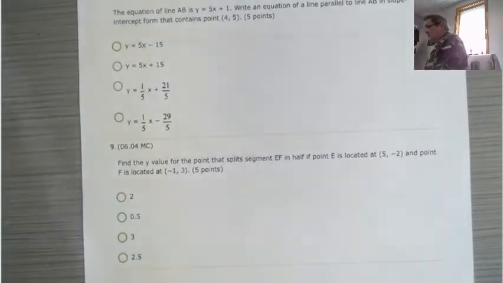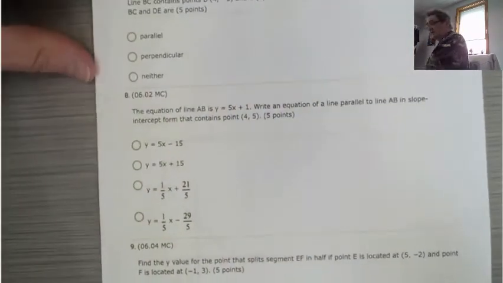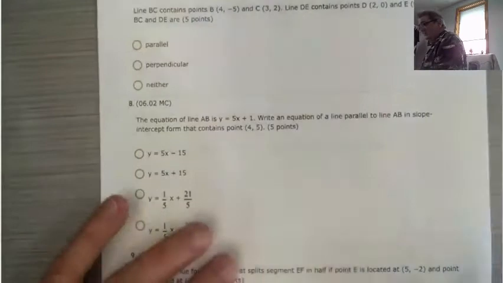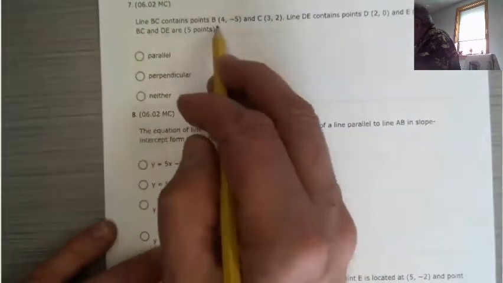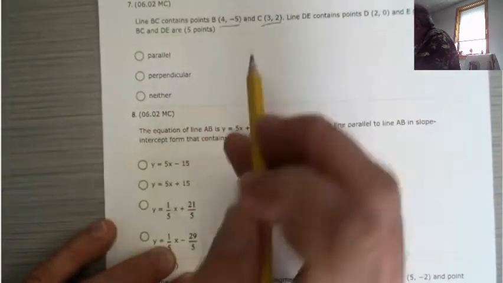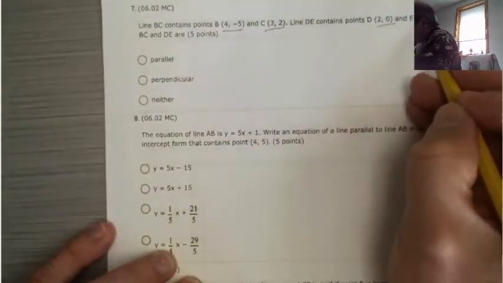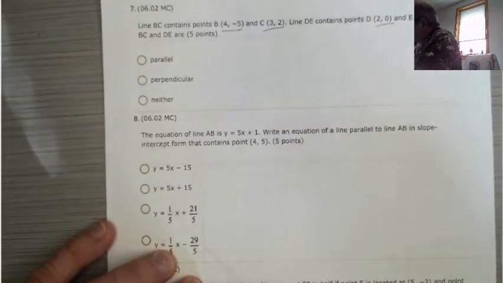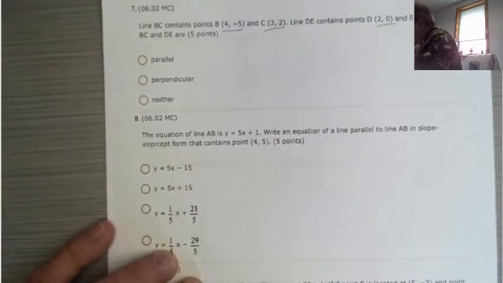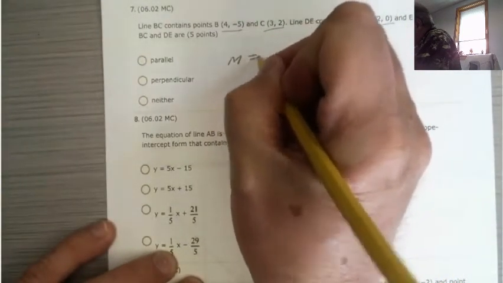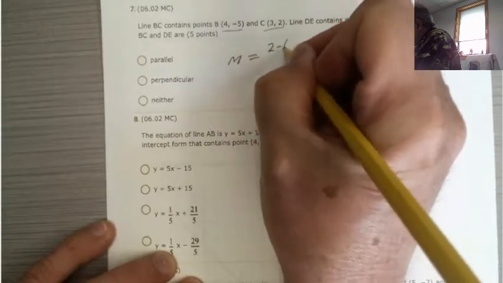All right, if I go too quick, remember you can always back it up. This is a video, you can pause it, anything you like, just to make sure you're understanding what I'm doing. I'll continue on. So line BC has these points, (4, -5) and (3, 2). DE has (2, 0) and (9, 1). So it wants to know, are these lines parallel, perpendicular, or neither one? All right, well, let's find out the slope. Slope of BC, 2 minus -5 over 3 minus 4.